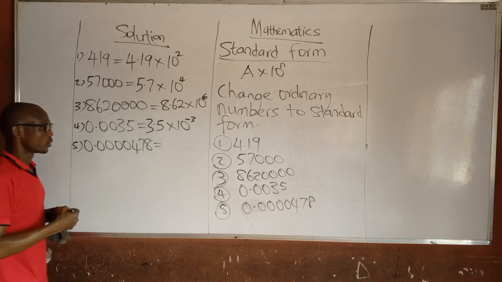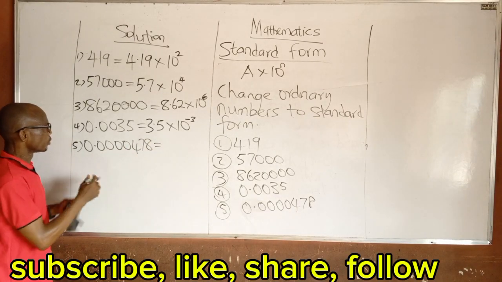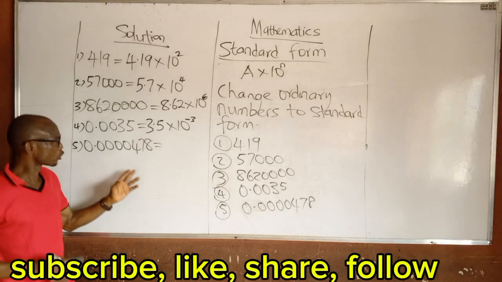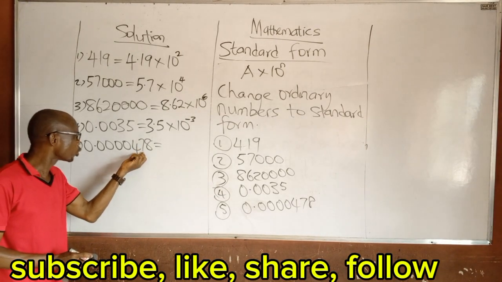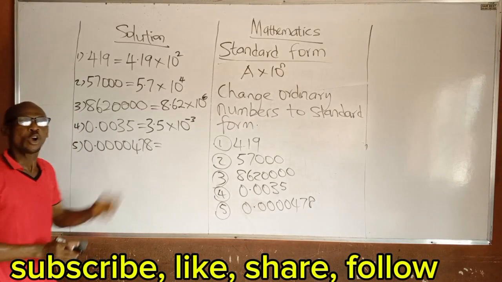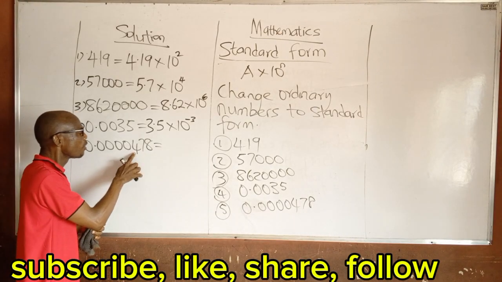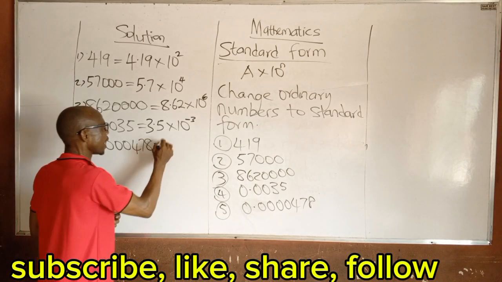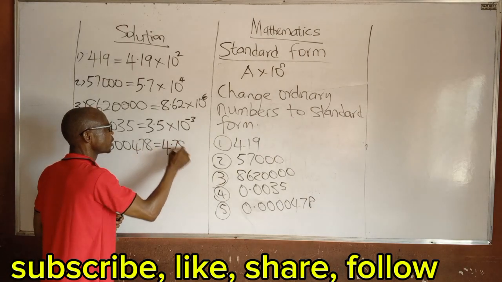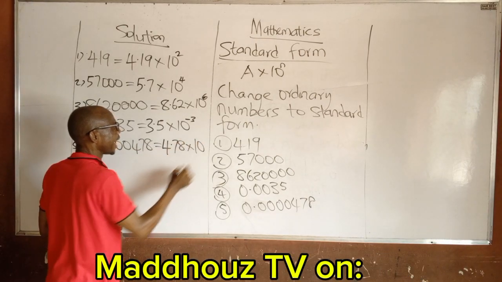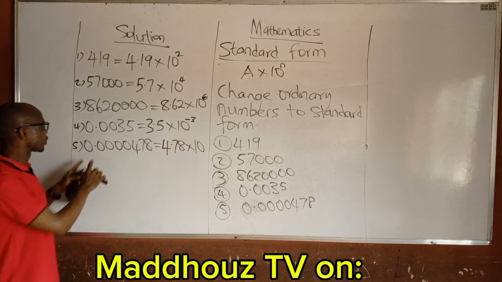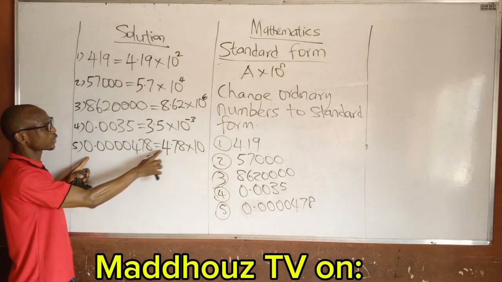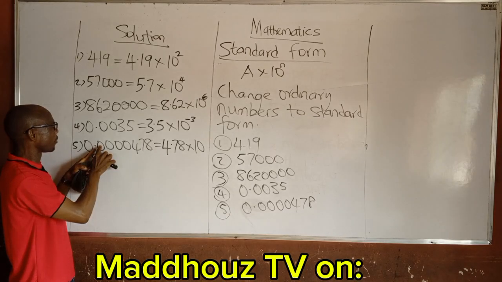0.0000478. We are going to move again. Our decimal should come between the first two significant figures. What are the first two significant figures? 4 and 7. So we now have 4.78 times 10. What will now be the raised power? How many times does our decimal move to get to this point?